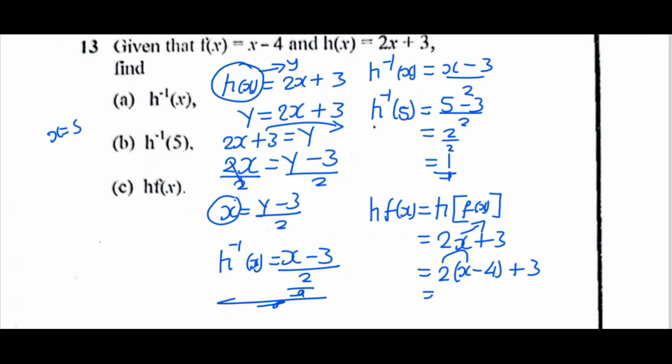So 2 times x is 2x. 2 times negative 4, we have negative 8, plus 3. Then our final answer is 2x minus 5.